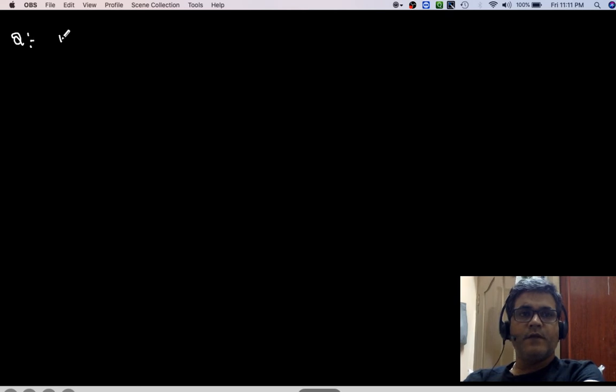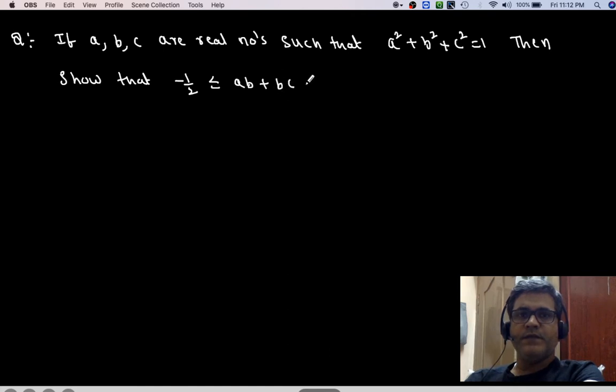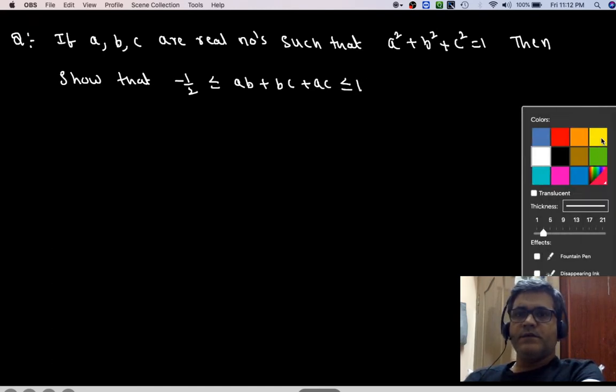Question: If a, b, c are real numbers such that a square plus b square plus c square is equal to 1, then show that minus 1 by 2 is less than or equal to ab plus bc plus ac is less than or equal to 1. So this is the question.